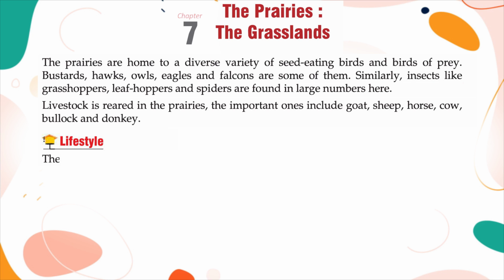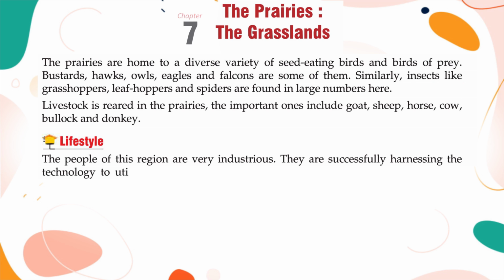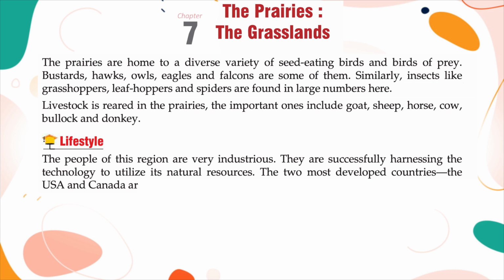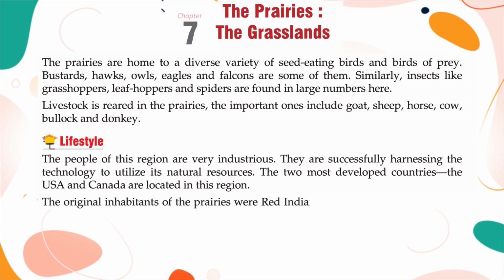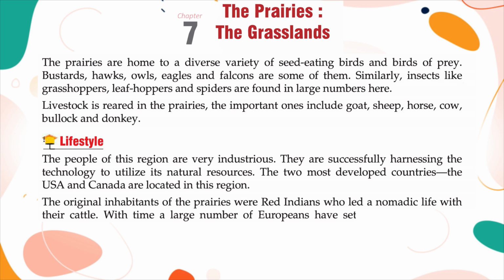Lifestyle. The people of this region are very industrious. They are successfully harnessing the technology to utilize its natural resources. The two most developed countries, the USA and Canada, are located in this region. The original inhabitants of the prairies were Red Indians who led a nomadic life with their cattle. With time, a large number of Europeans have settled here.